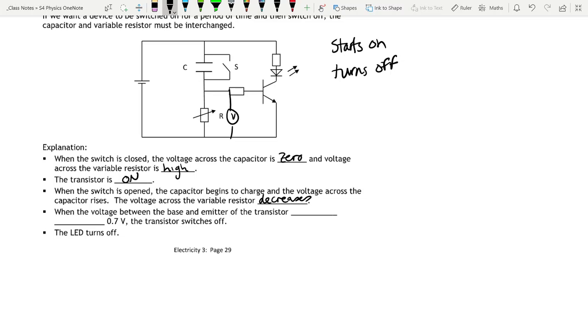When the voltage between the base and the emitter of the transistor, so that's this voltage here, falls below 0.7 volts, the transistor switches off and the LED switches off. There we go. That's some applications of transistors.